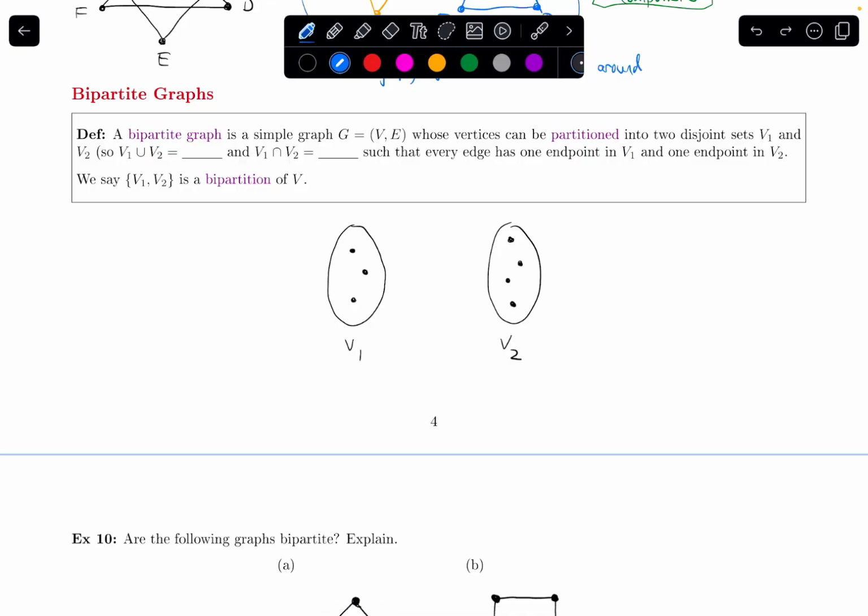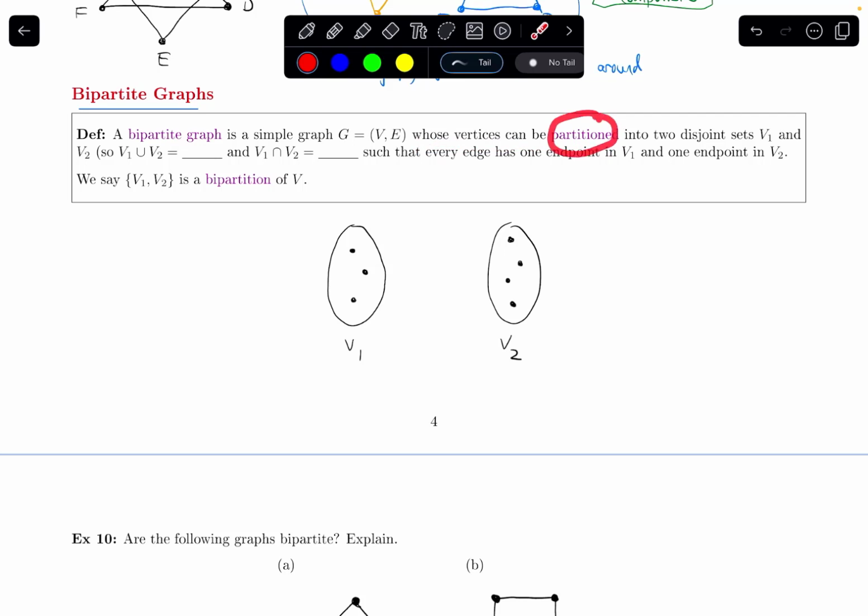In this video, we will talk about what bipartite graphs are. So let's get right into a definition, which says that a bipartite graph is a simple graph. Remember, simple meant there's no multiple edges, no loops. Simple graph G, I'm going to call the vertices capital V and let capital E be the set of all edges.